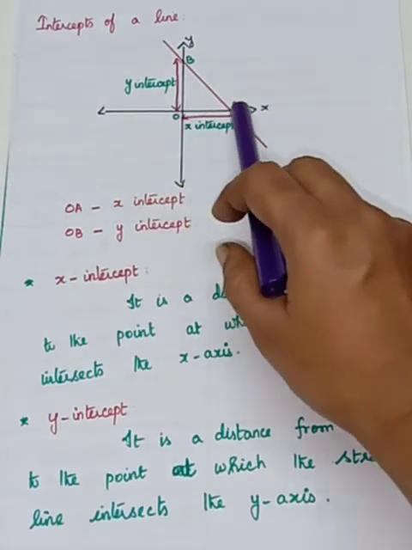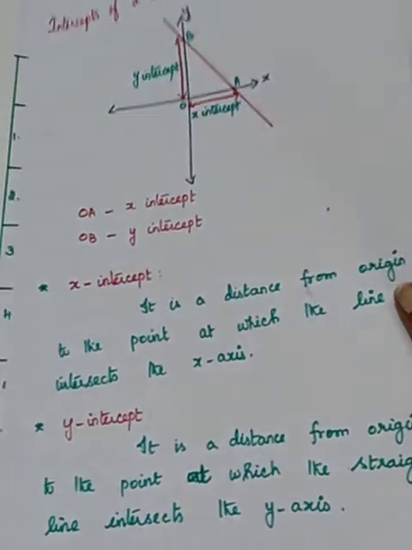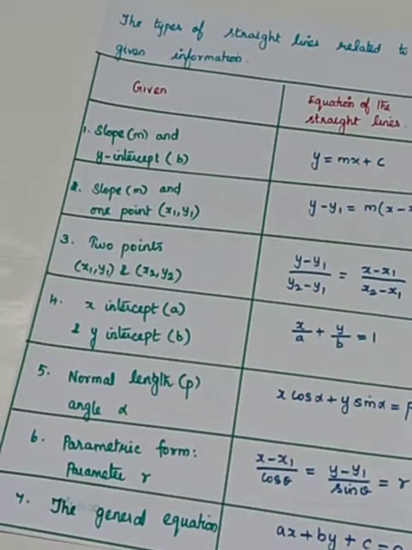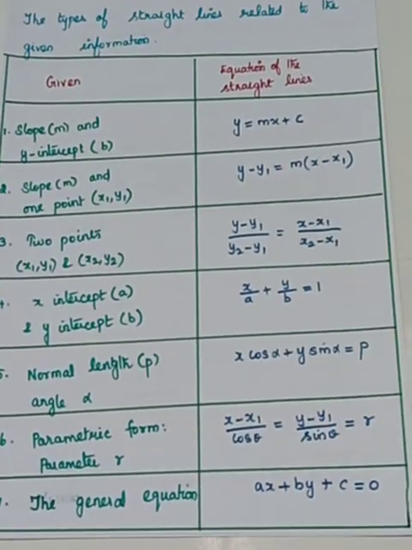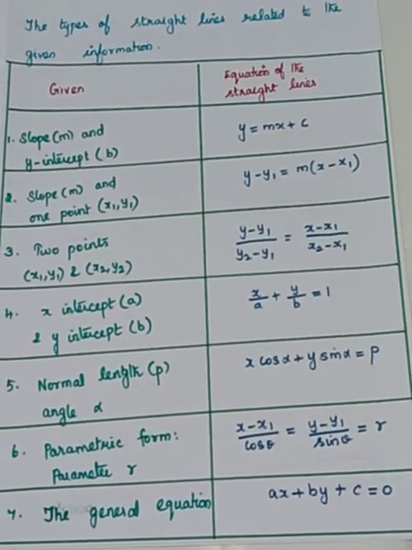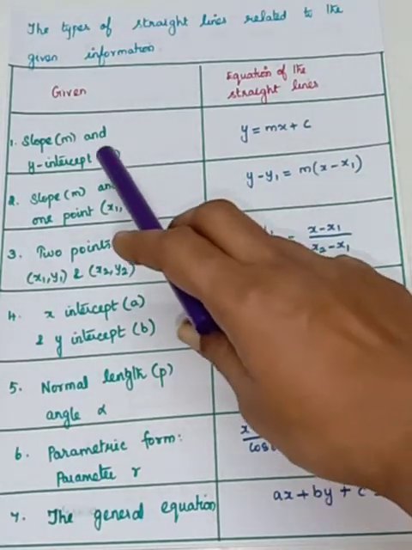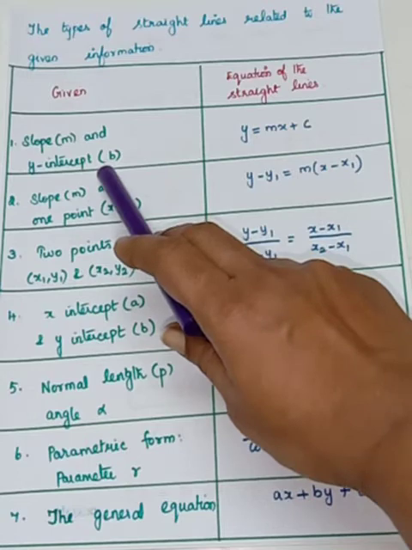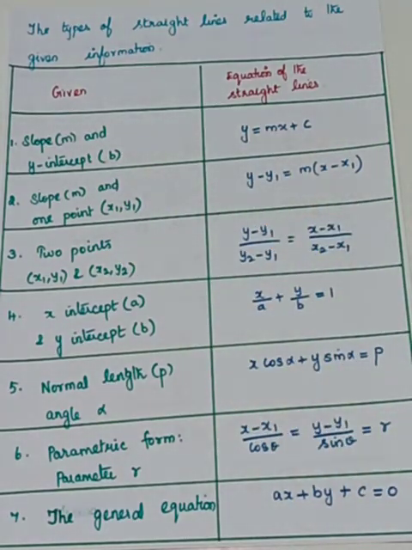So that's why OA is the x-intercept and OB is the y-intercept. Okay, next, the types of straight line related to the given information. What is given? According to the given information, we are going to write the equation of the straight line. First, slope and y-intercept. Slope is denoted as m and the y-intercept as c. If it is given, the equation of the straight line is y is equal to mx plus c.